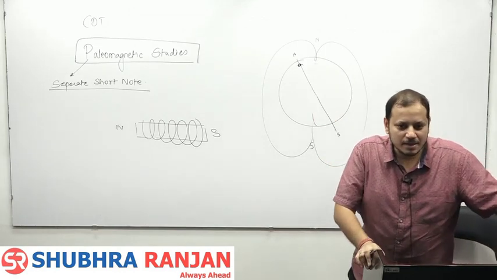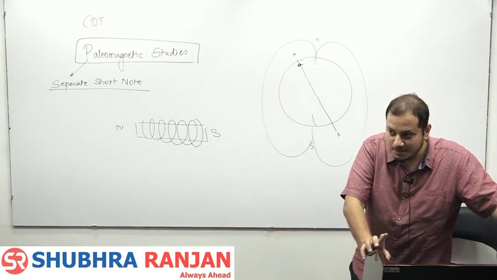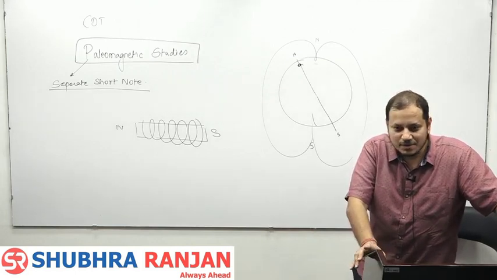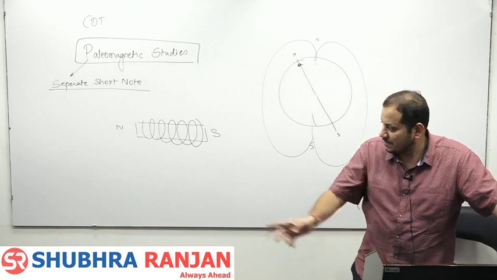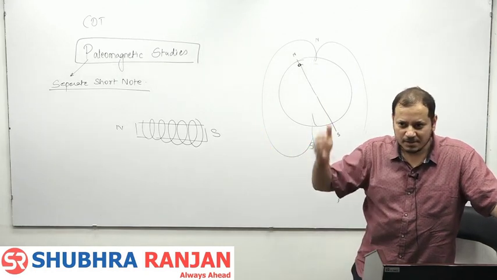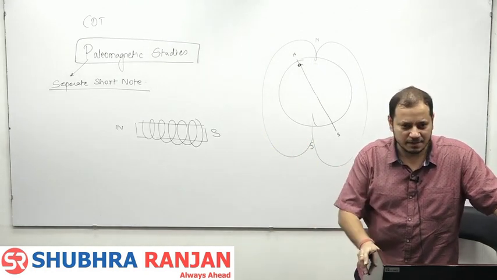How is it an evidence of continental drift? That is the question. How is it an evidence of sea floor spreading or plate tectonics? This will come in all three. Sea floor spreading, plate tectonics, how is it an evidence?